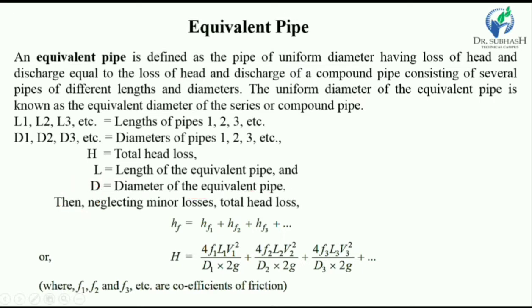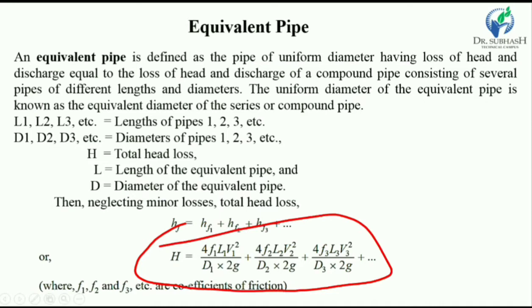Now neglecting the minor losses, the total head H is equal to only the friction losses. So the friction losses for all three pipes are h_f1 plus h_f2 plus h_f3. Friction losses are defined by the Darcy formula 4fLV² upon 2gD, so put in the friction coefficient, length, velocity and diameter corresponding to each pipe, as shown in the slide.